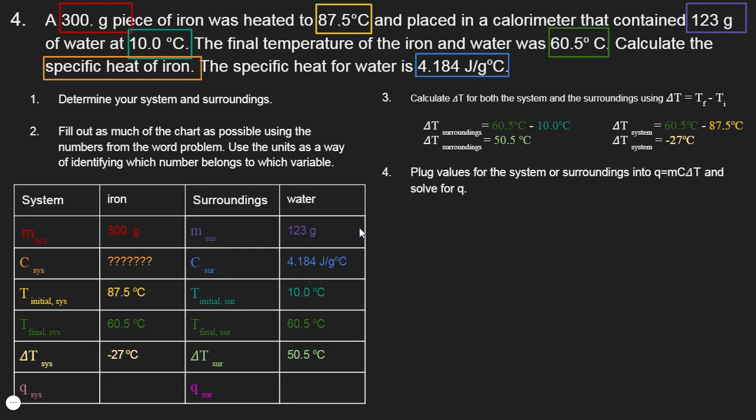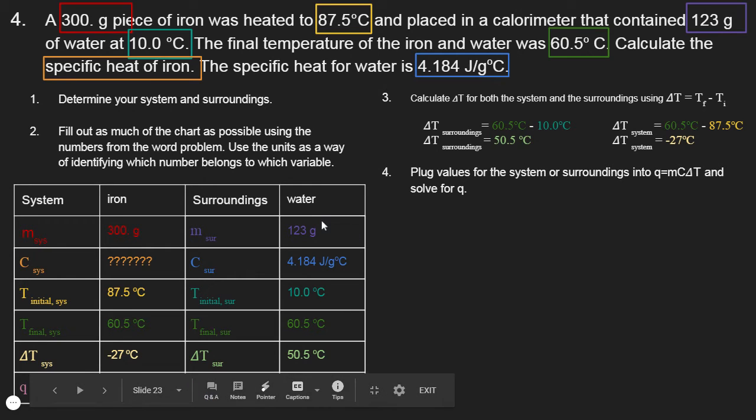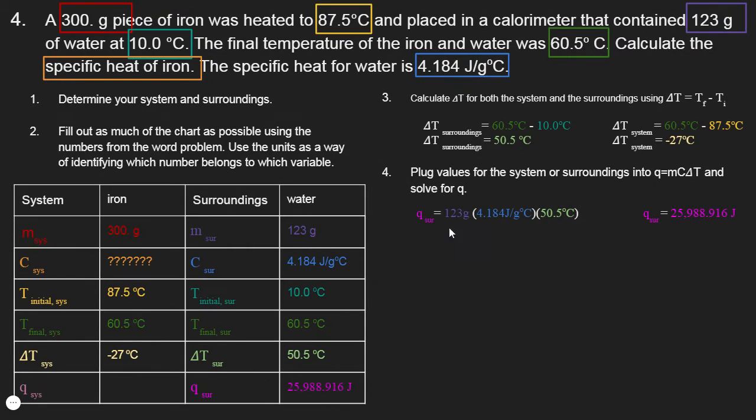Instead, we do have enough information for Q of the surroundings, the water. So we're going to plug in these values here into Q equals MCΔT to solve for Q of the surroundings. So Q of the surroundings, this is what your setup should look like, equals 123 grams times 4.184 joules per gram degree Celsius times 50.5 degrees Celsius. When we multiply those numbers together, I get 25,988.916 joules. That is my final answer, or my Q of the surroundings, my heat of the surroundings. So I plug that into my table.